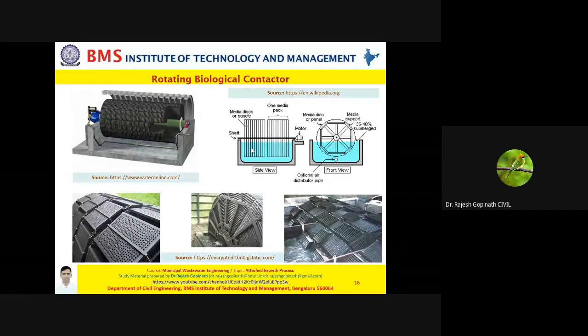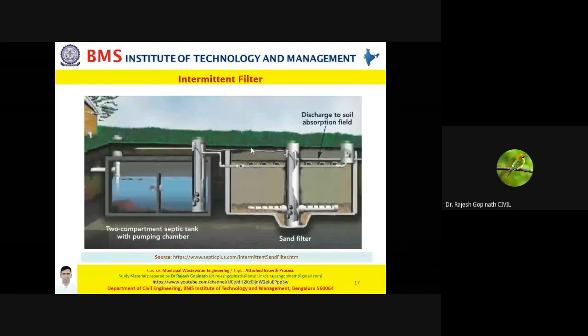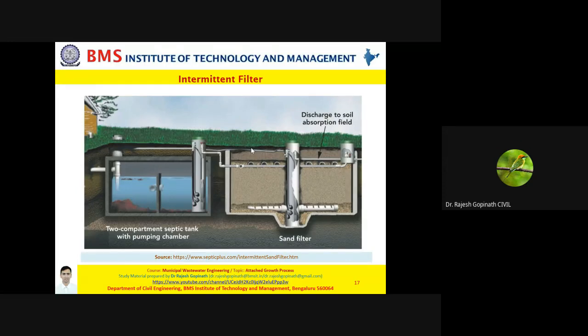Primarily, if you talk about modern technologies in secondary treatment, in attached growth processes in your biological treatment, you always delve upon trickling filters, biotowers and RBC. But much before this, we also had other technologies being employed, such as intermittent filters and contact beds. What you're looking at now is an intermittent filter.